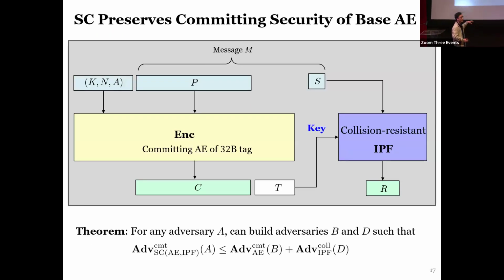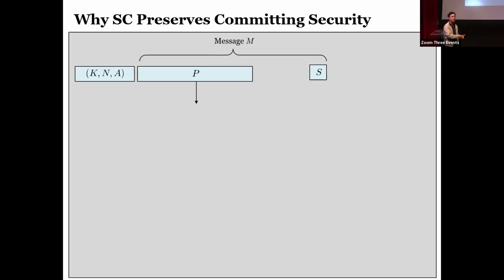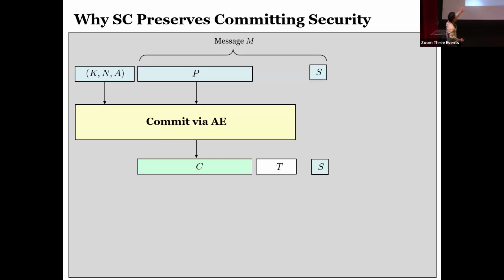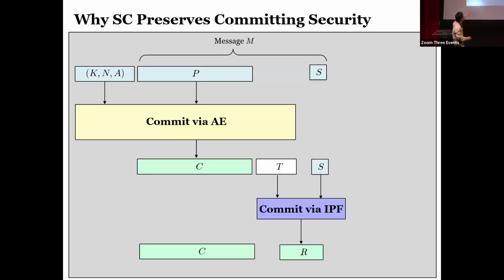And the ST transform preserves the committing security of the base AE scheme, provided that the IPF is also collision resistant. And to see why it's true, note that for committing security, we want to commit K, N, A, P, S. So we first use the committing AE to commit that into CTS. And then we commit that again by the IPF to get CNR. So ultimately, after a chain of hashing, we get that CR is a commitment of K, N, A, P, S. So we see that the IPF would help us to solve the problem. But how would we do that in the first place?